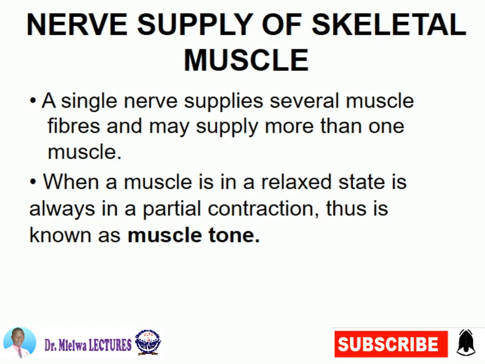When a muscle is in a relaxed state, it is always in partial contraction, thus it is known as muscle tone. Muscle tone inadetermine state of contraction ya muscle. Na muscle hata kama haina impulse, huwa inakuwa na a certain state of contraction, partial, kidogo sana. That is what you call muscle tone, even if it is resting.